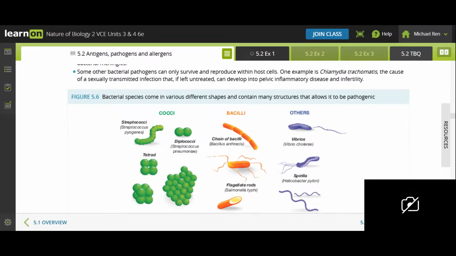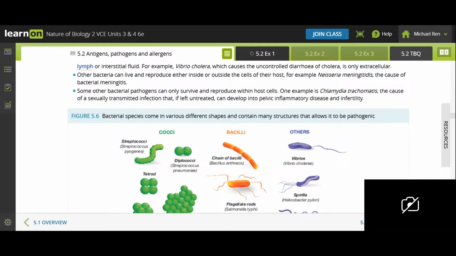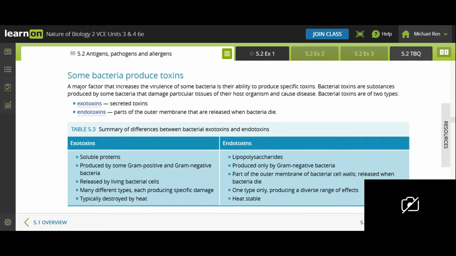For example, this bacterium is gram positive because it releases toxins while it's living. These toxins can cause bad stuff to occur, usually kills cells, causes inflammation, and provokes an immune response.